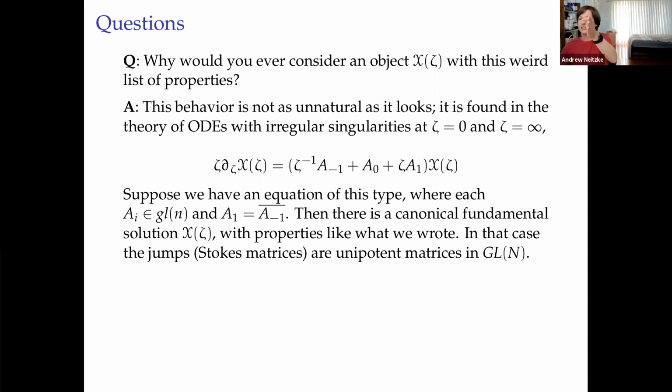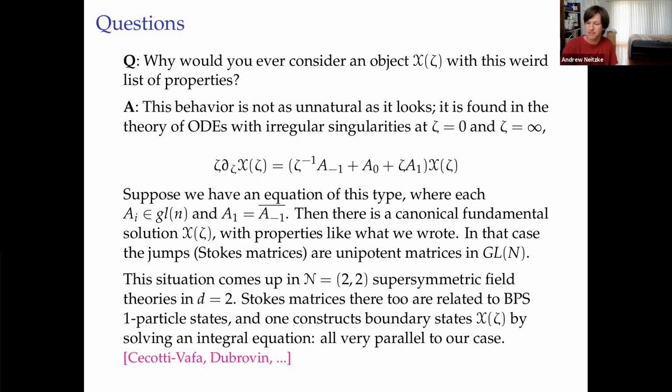And in that case, the jumping behavior that I talked about at the rays, instead of being given by some complicated symplectomorphism of a torus, the jumps are just given by unipotent matrices in GL(n). They're called the Stokes matrices. So this kind of behavior, looking for an object like this, doesn't come completely out of nowhere. And in fact, exactly this situation has come up in supersymmetric quantum field theory before.